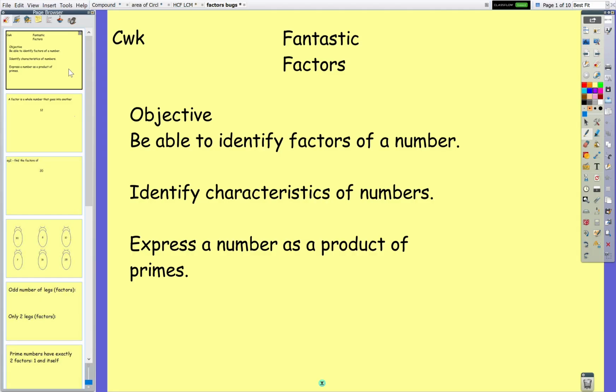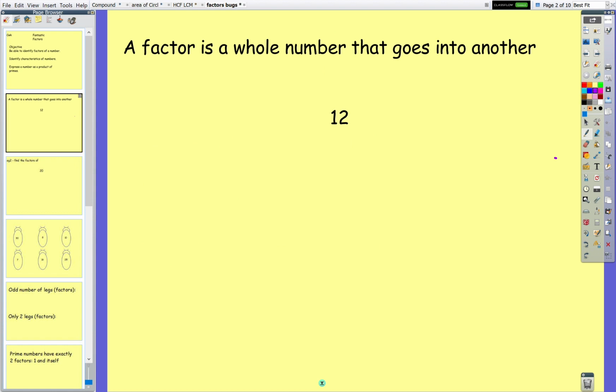This session is going to be about fantastic factors. So we're going to look at three objectives here: be able to identify factors of a number, identify certain characteristics of that number, and then express a number as a product of primes. Okay, so first part, now we look at a factor, in other words, a number that goes into 12 whole.